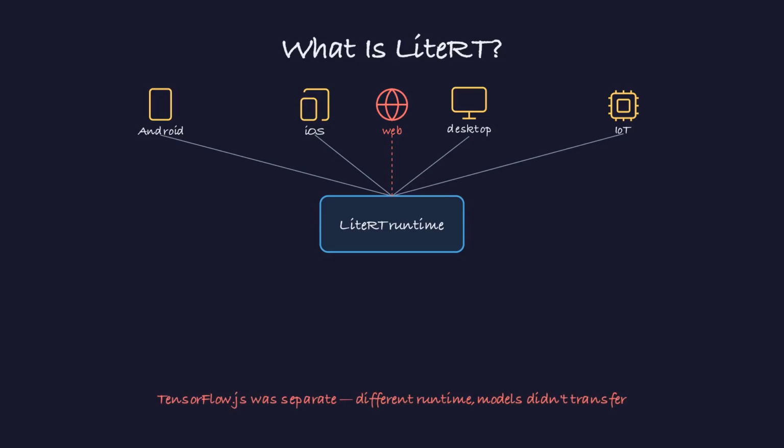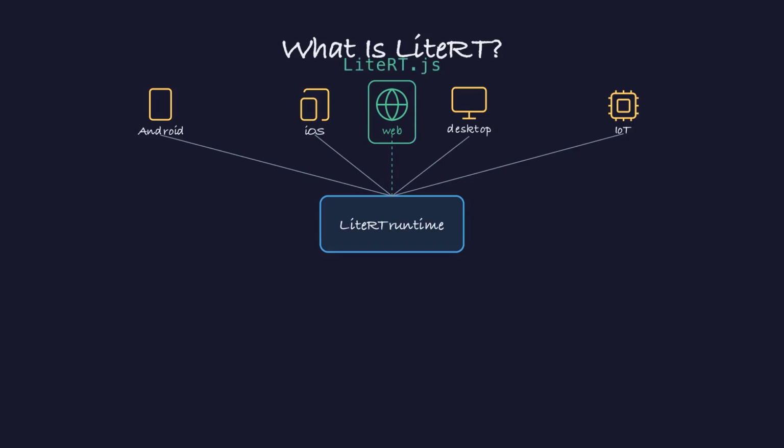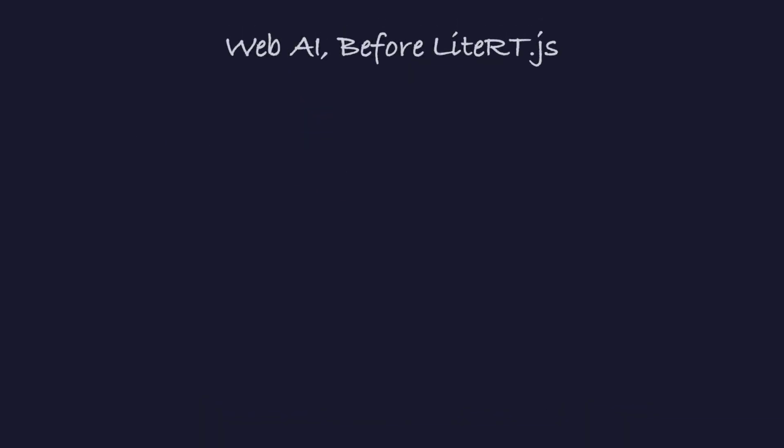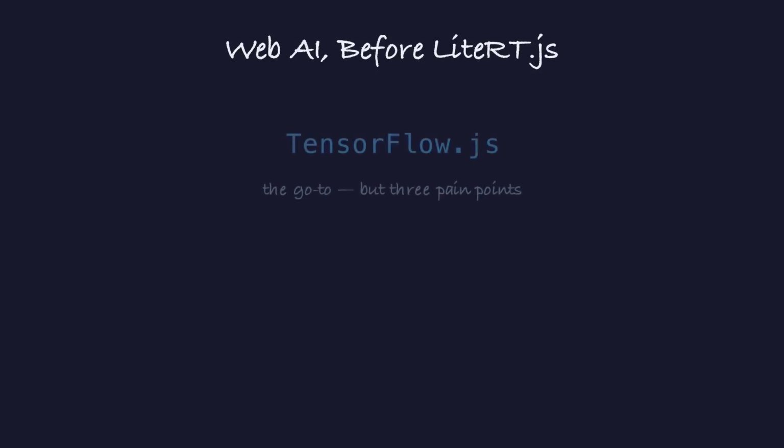TensorFlow.js existed, but it was a separate JavaScript implementation. Different runtime, different performance. Models didn't transfer cleanly. LiteRT.js closes that gap. It's a JavaScript binding of LiteRT, same runtime, same model format, same optimizations, now in the browser. To see why this matters, look at what web AI looked like before.